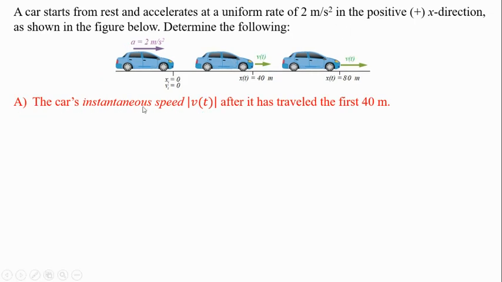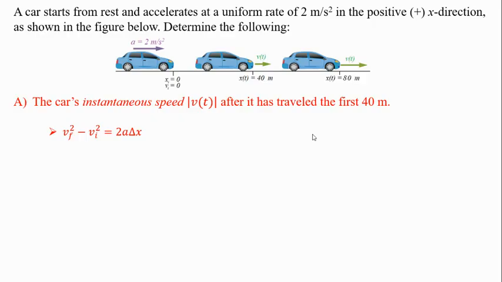Part A asks us to find the instantaneous speed, aka the absolute value of your velocity. Velocity is a vector, so anytime it says absolute value, find the VF, but do not include direction in your final statement. So it wants us to find how fast it is moving by the time it hits this first 40-meter mark. So let's knock it out.